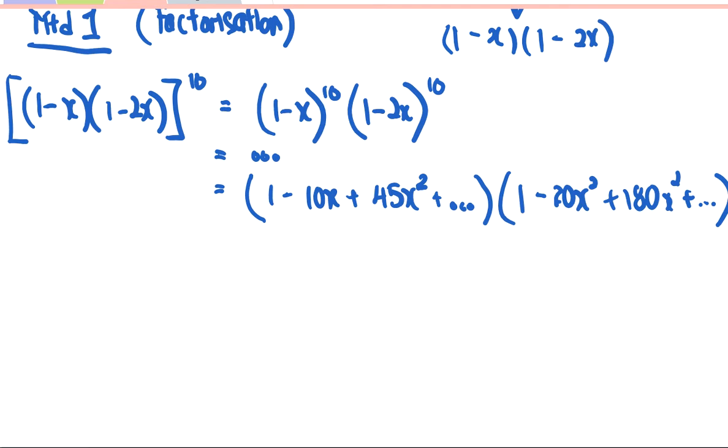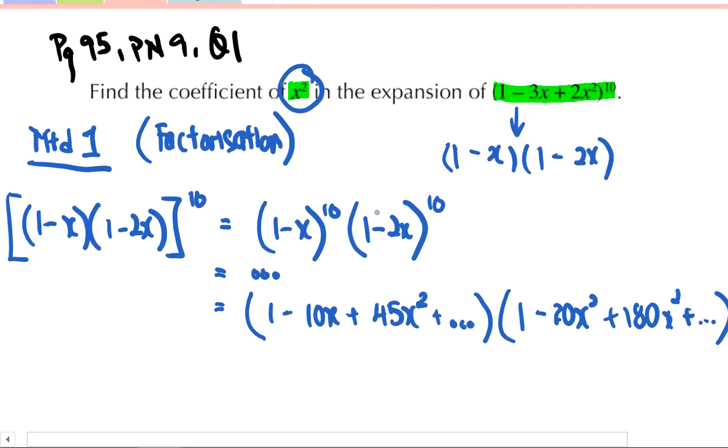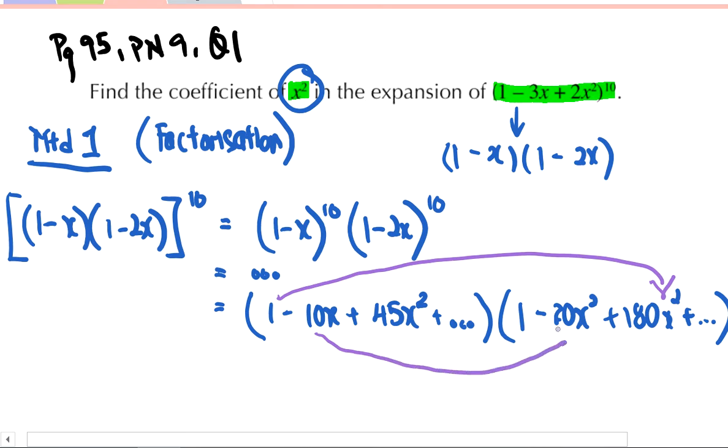The reason why I want to expand up to x squared is because we need to check which are the terms that will allow us, when expanded, to get x squared. Similar to our previous example, we will need to expand all those terms that will allow us to get x squared. In this case, my 1 must be multiplied with an x squared. My x must be multiplied with another x.